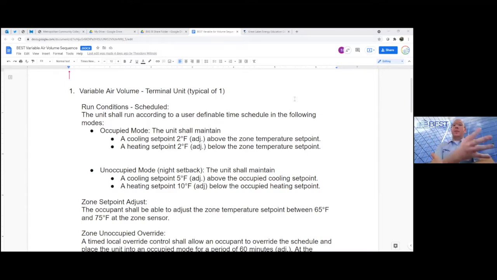So I pulled up the sequence of operation. This is in our shared folder. And don't let me forget, I've got a couple of other documents that I uploaded this morning that I want to point out.